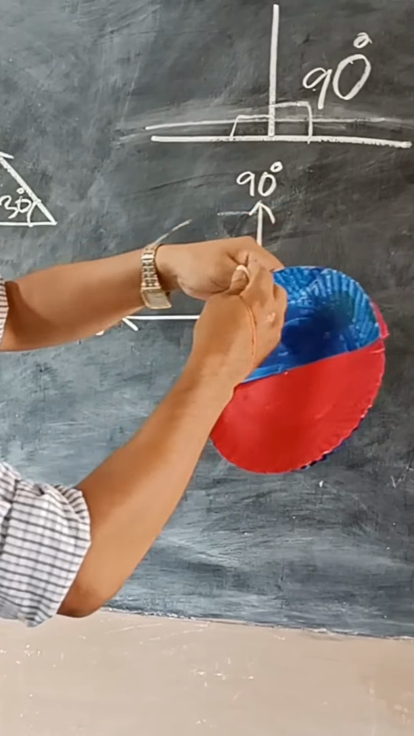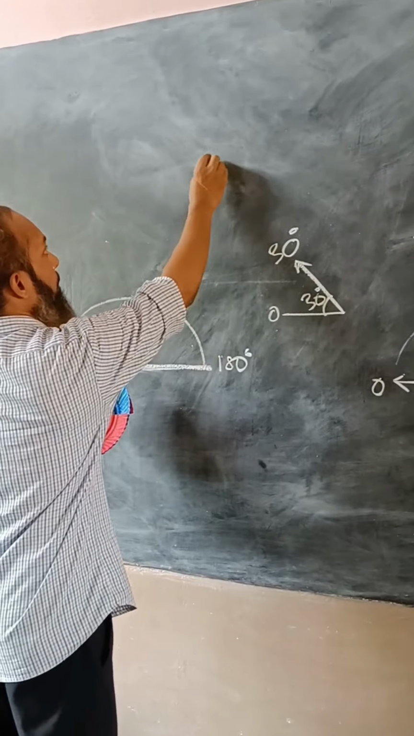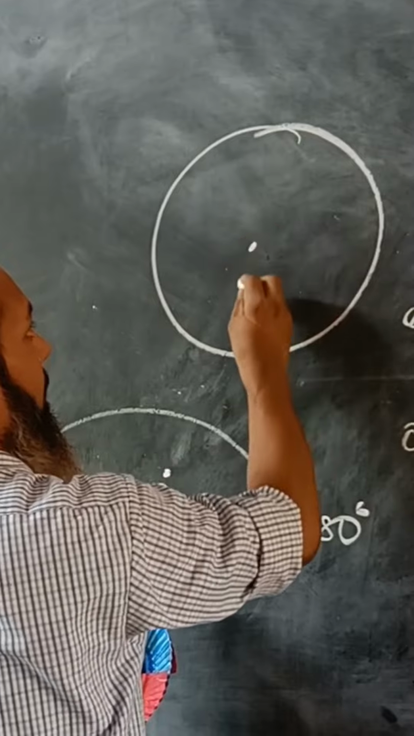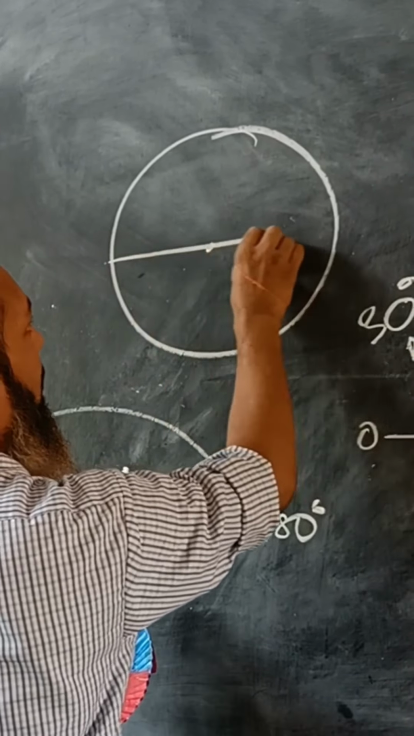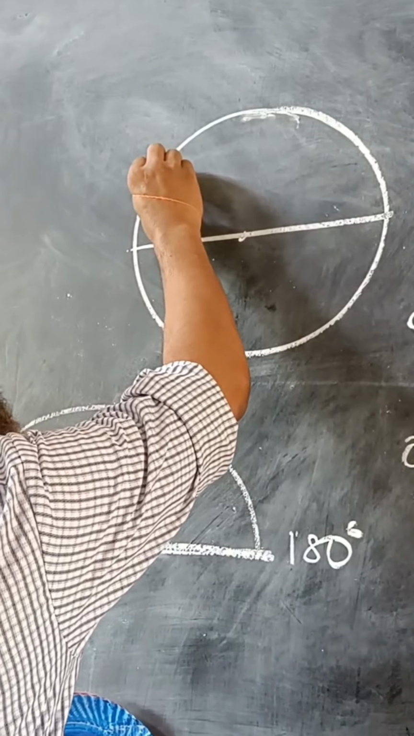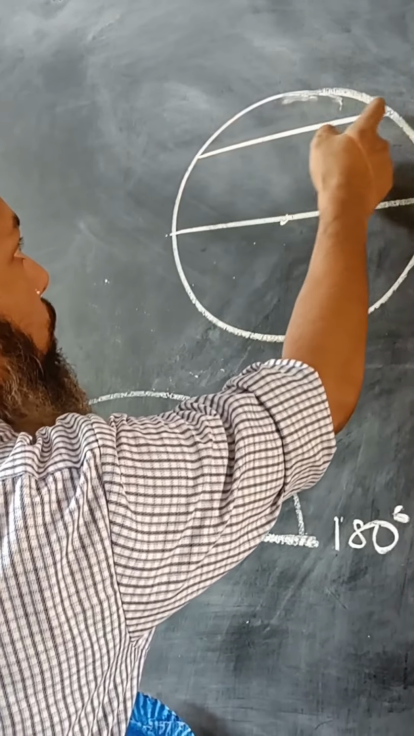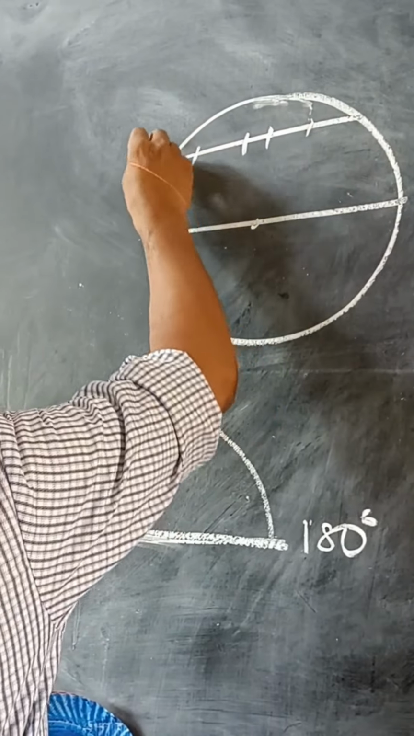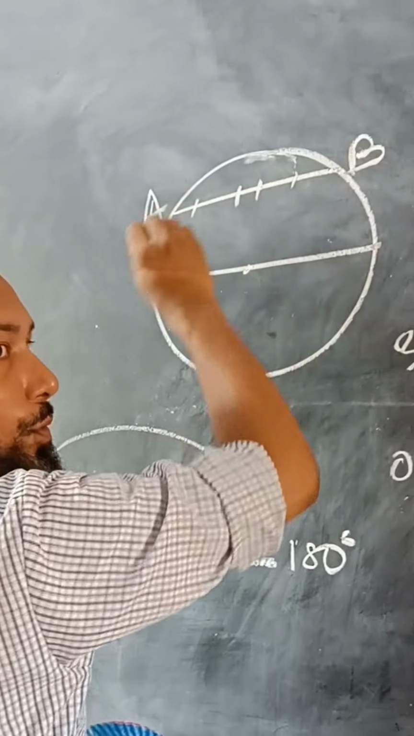If you draw a line like this way in a circle, this one is center, we know the longest chord is the diameter. If you draw another line segment between any two points of a circle, then this line is known as chord. AB is a chord.